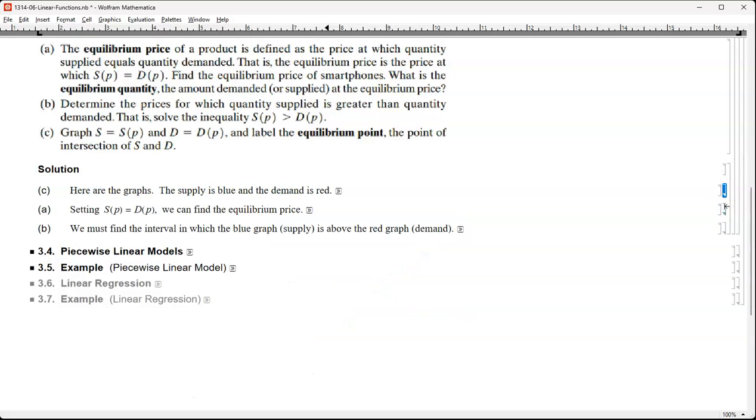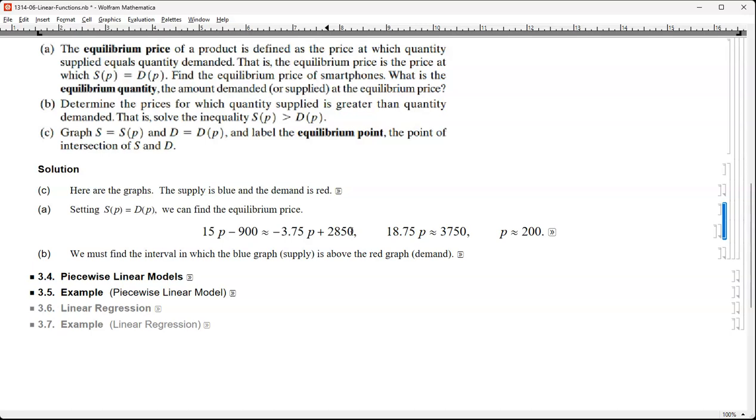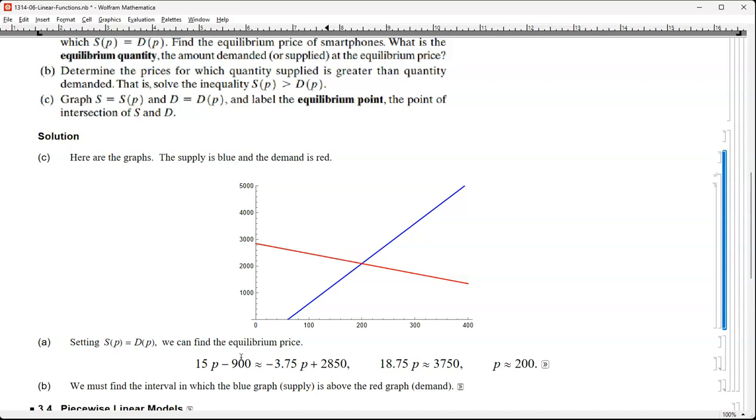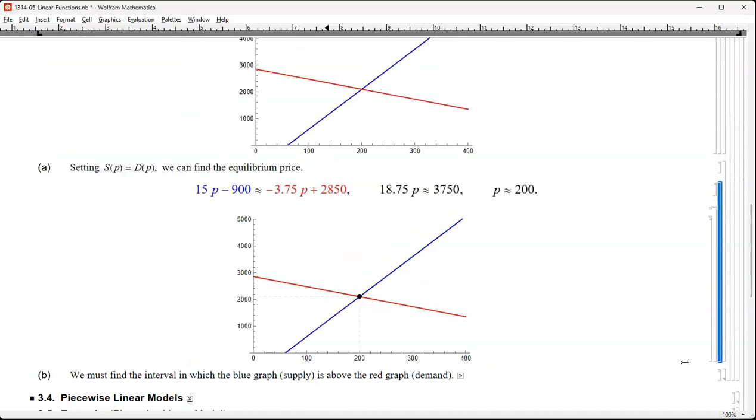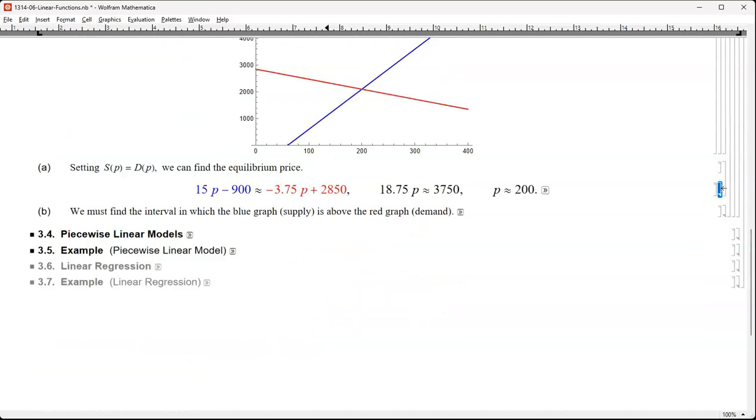So set up S of P equal to D of P. Supply is blue, so S of P is like this, and D of P is like this. Set them equal to each other, approximately, of course, and then solve it. Well, here's a linear equation. So move P to the other side, take the like terms together, and divide away. As expected, we get 200. So at 200, we have an equilibrium.